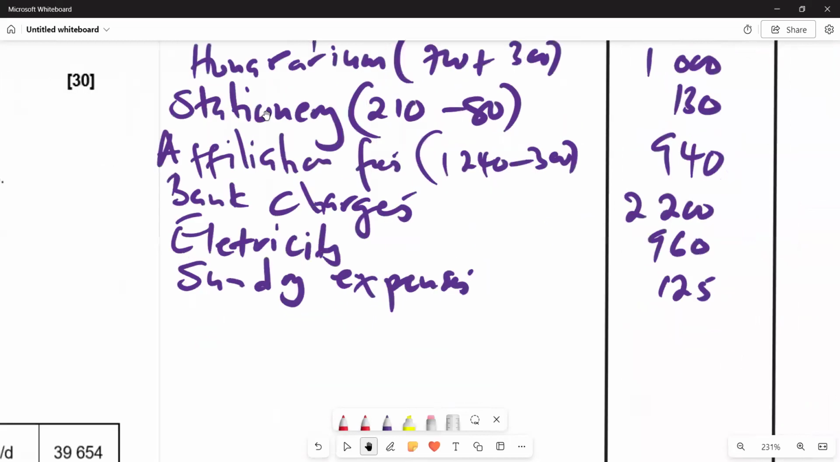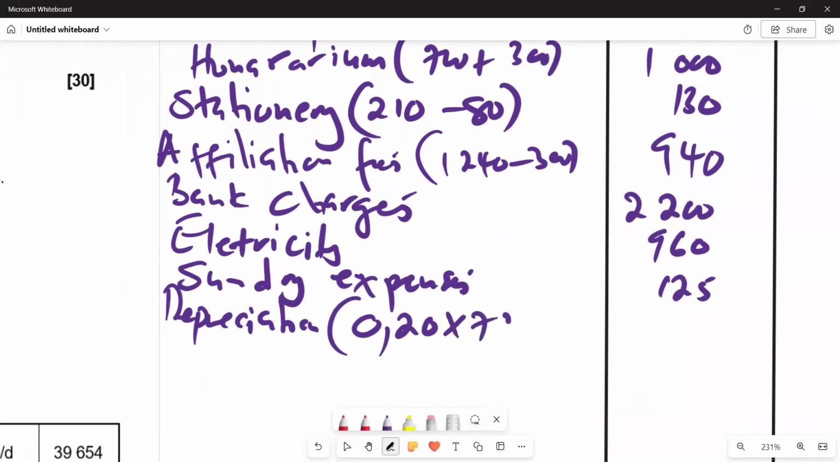So here we are saying depreciation, whereby we are saying 20% as a decimal becomes 0.20. And the cost is 72,000. We multiply there, you're going to get 14,400.